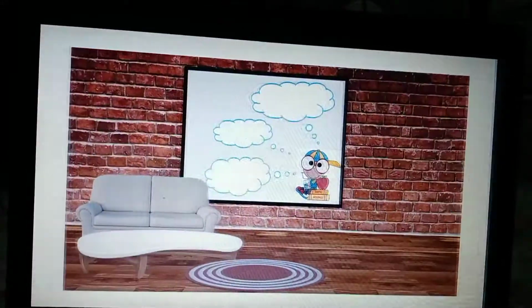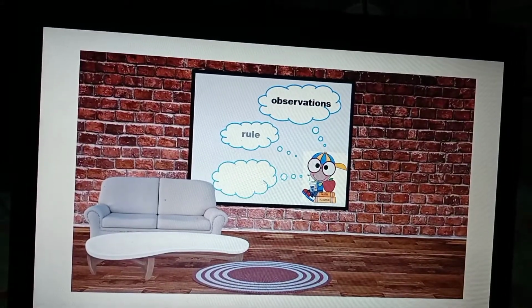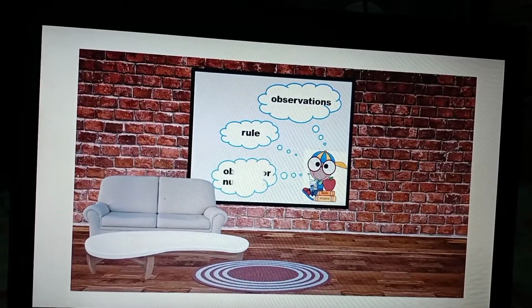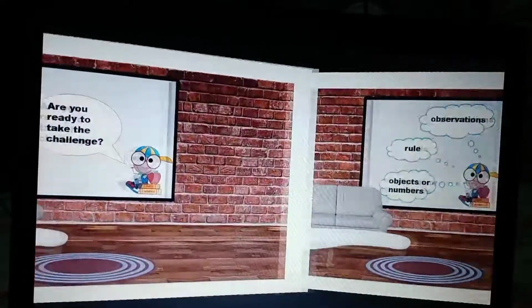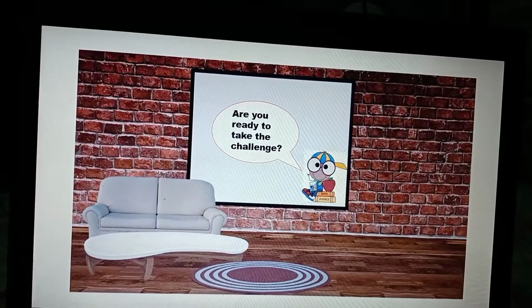So with this, you need to observe the pattern to identify the sequence. And with this, are you ready for the next challenge?